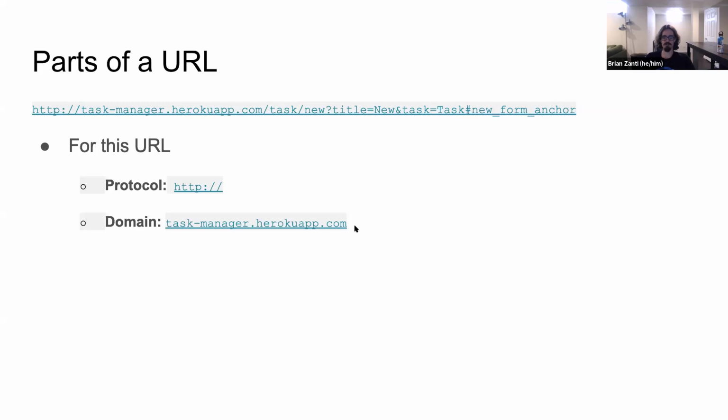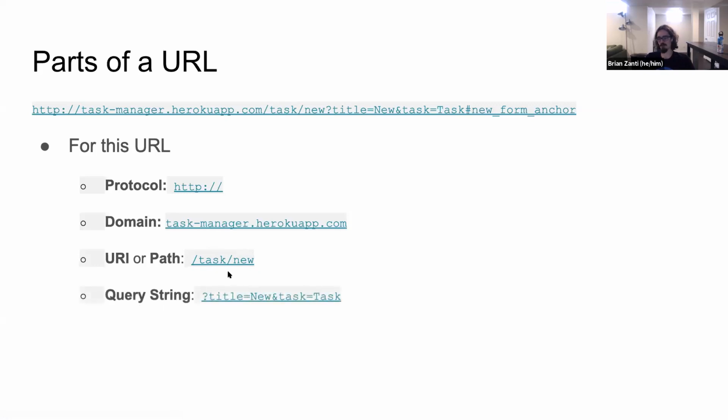After the domain is where we're going to get our first slash that indicates the URI or the path. So immediately following the domain, you're going to have a single slash, and then everything after that is the path. So /task/new is the path in this case. Notice that I've labeled it as URI or path.